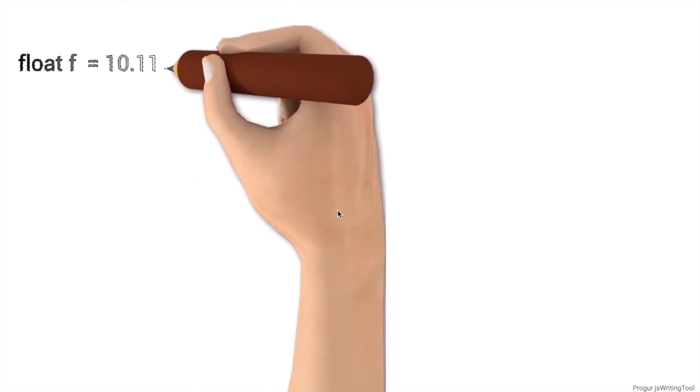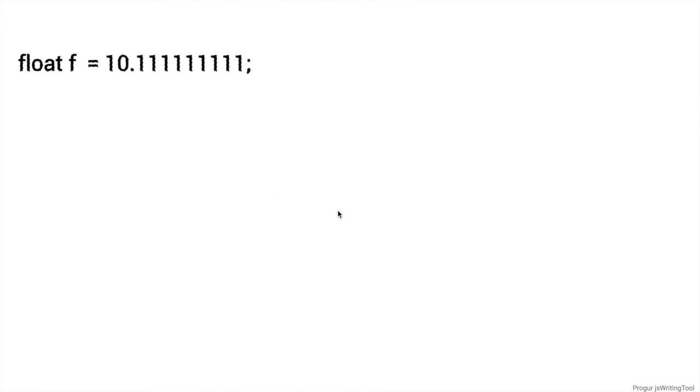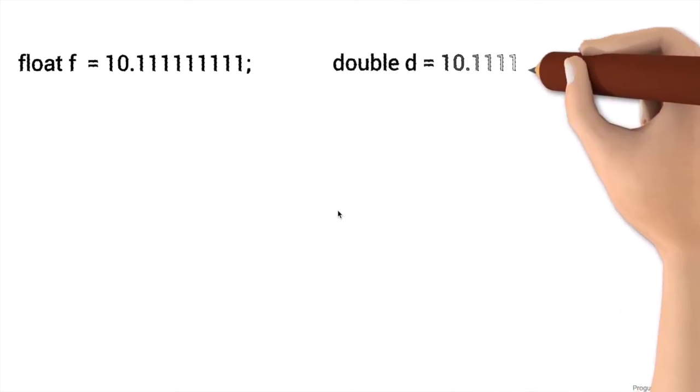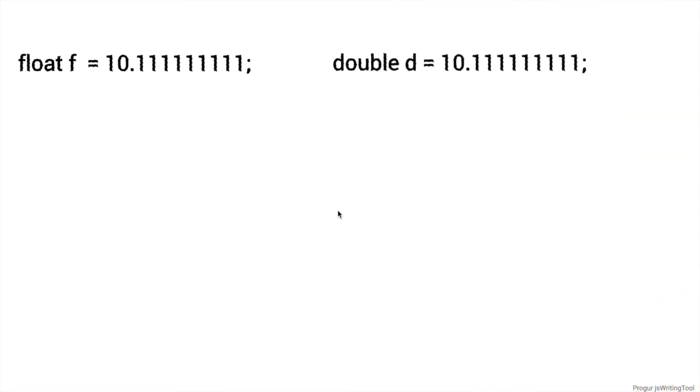All right. So guys, now let's declare a variable using the float data type. We can write float f equal to 10.11111 up to 9 times. And we can declare a double variable like this: double d equal to 10.111 up to 9 times. So you can see over here, I'm taking the same value and trying to store it in a float and the same value in a double, isn't it?